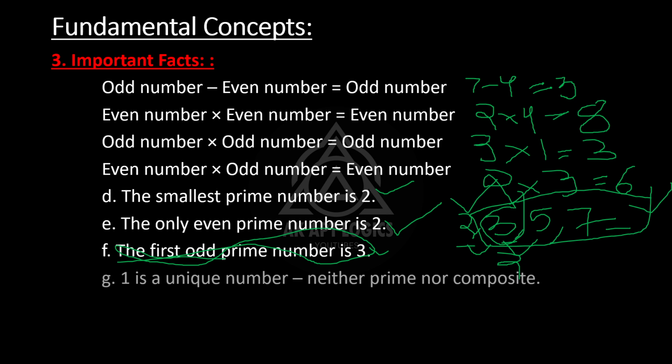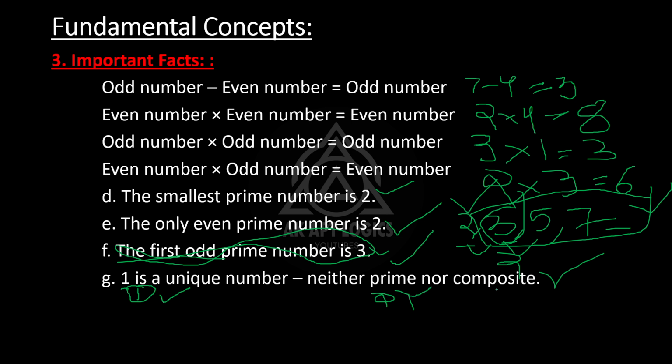Next, 1 is a unique number, neither prime nor composite. I have already discussed this with you guys, right? Because 1 has only one factor, which is 1 itself. But in the case of a prime, we should have exactly two factors, 1 and itself only. In the case of 1, the only factor is 1. So I can't say it is a prime number.